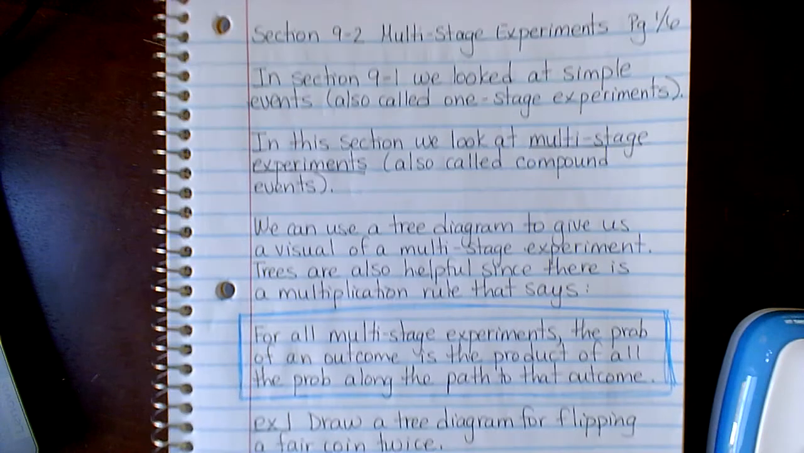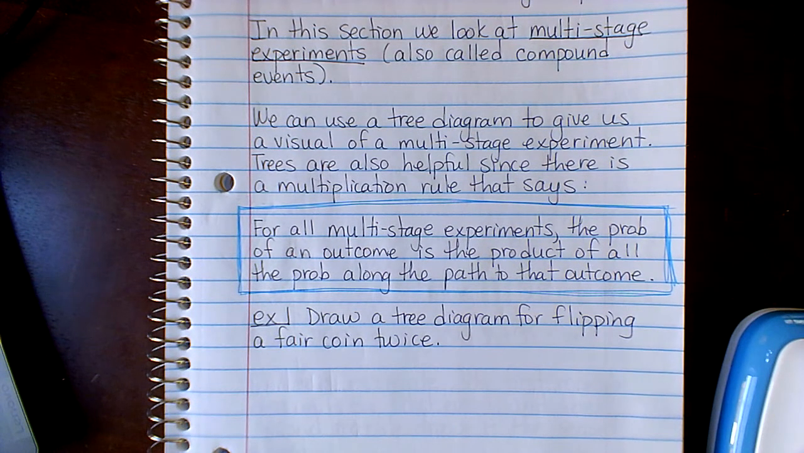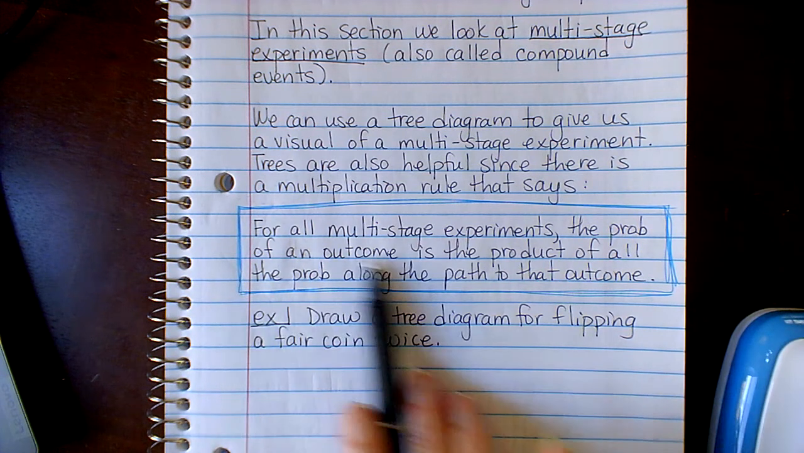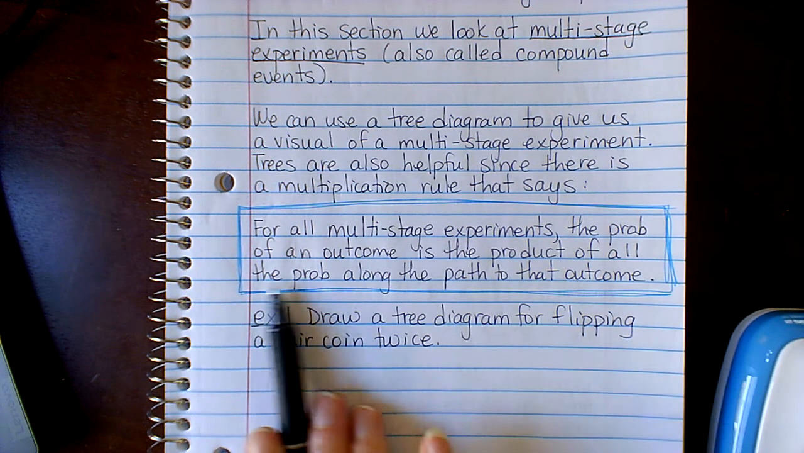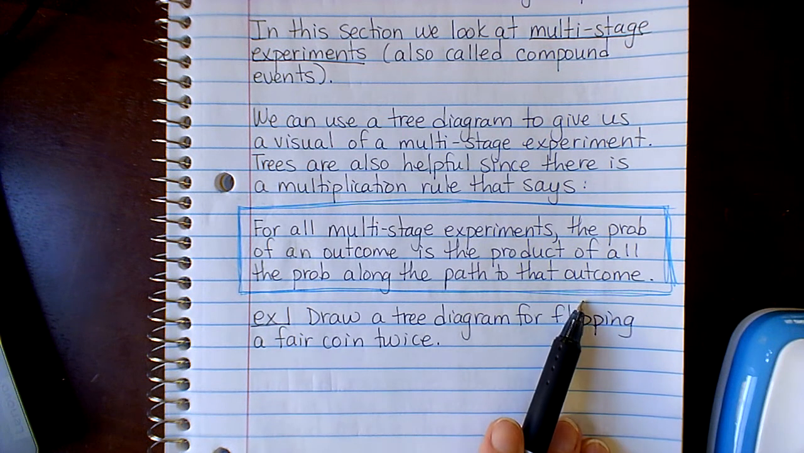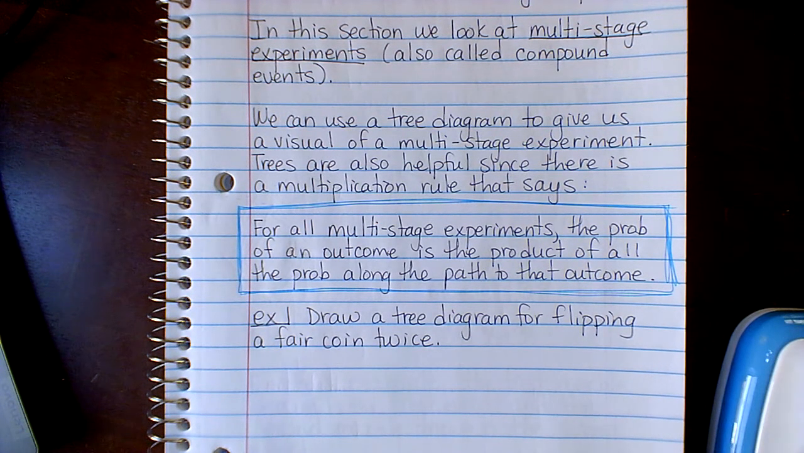Okay? Now, the trees are helpful because there is this nifty little multiplication rule that says that for all multi-stage experiments, the probability of an outcome is the product of all the probabilities along the path to that outcome. So that's what makes the trees pretty useful.